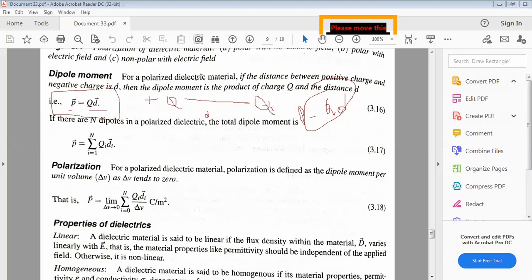So P equals the limit as delta V tends to zero of the summation of i equals 1 to n of Qi di by delta V. Simply Qi di by delta V is said to be polarization. And remember, dipole moment is represented with small p, whereas polarization is represented with capital P. That is the difference.